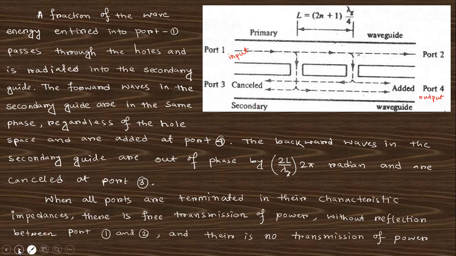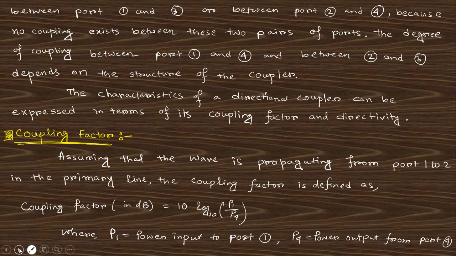I think all of this about the tees is clear. There are four types of tee: E-plane type, H-plane type, and the magic tee, which is the combination of the E tee and H tee. And there is a special one, the hybrid ring, and finally we have learned about the directional coupler.